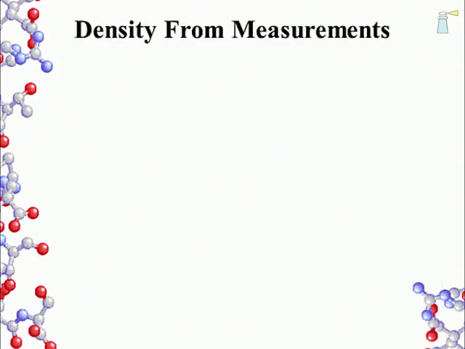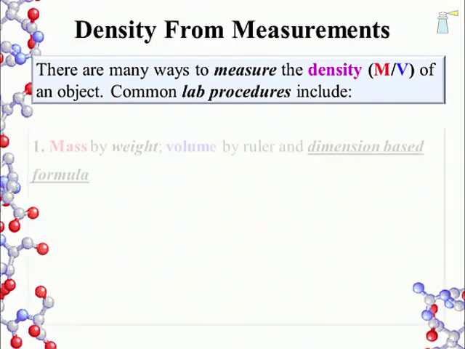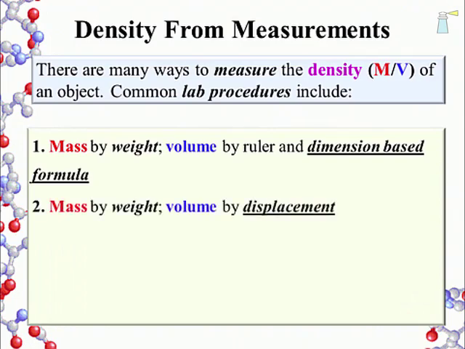Density from measurements. There are many ways to measure the density, that's mass m over volume v, of an object. Common lab procedures include: 1. Mass by weight, volume by ruler and dimension-based formula. That's an equation of volume for common shapes. 2. Mass by weight, volume by displacement.